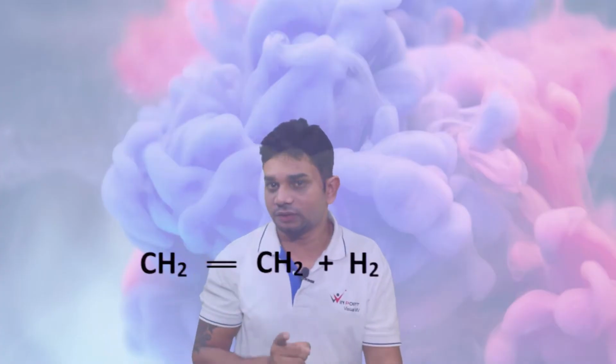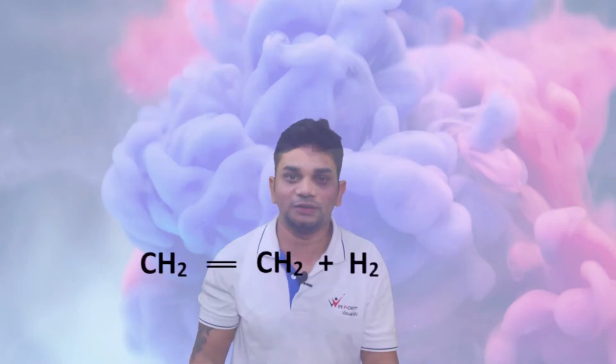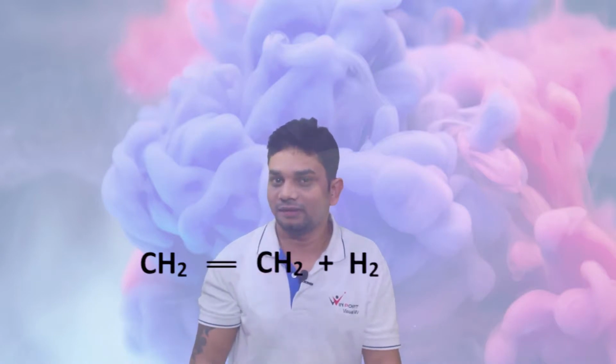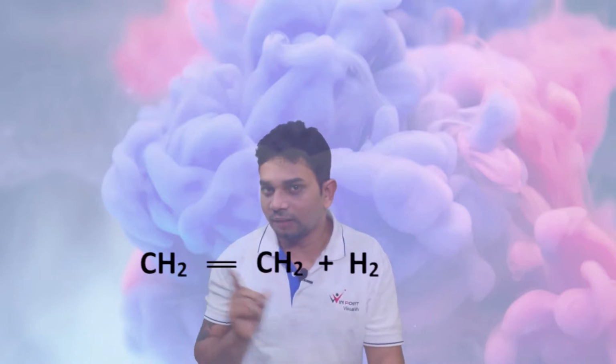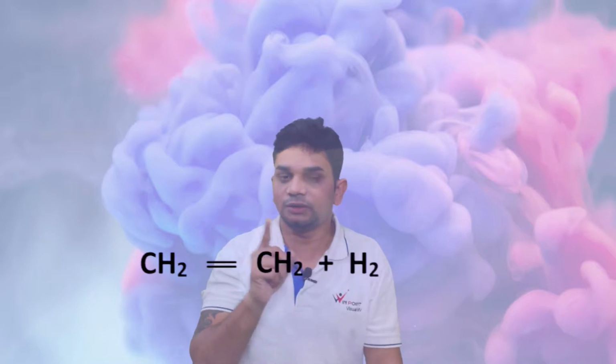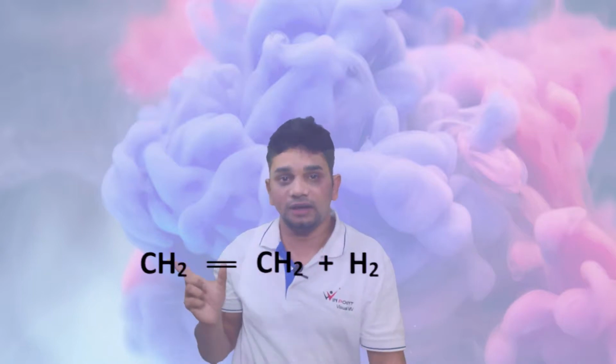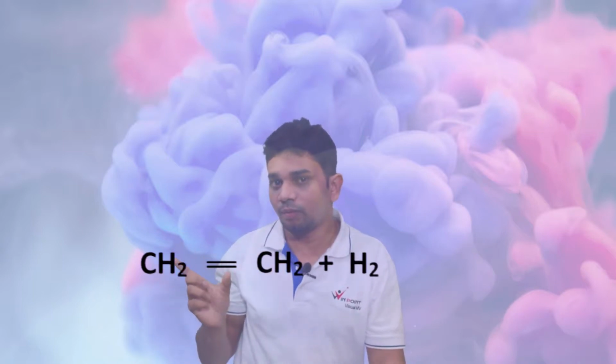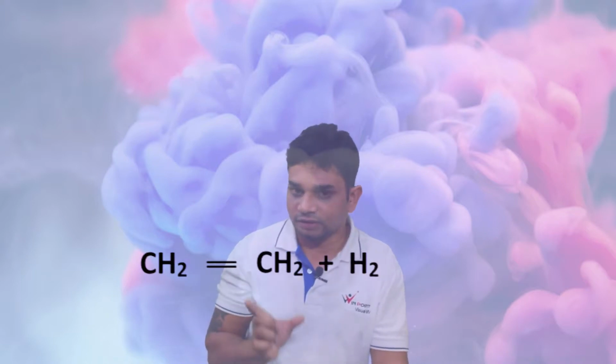CH2 double bond CH2. What is this CH2 double bond CH2? There are two carbon atoms, so it is eth, and it is a double bond. Double bond means you need to end the name with ene. So it is ethene, right? CH2 double bond CH2 is ethene, plus H2.